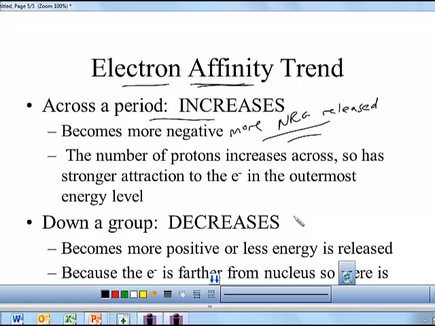As you go down a group, guess what? The electrons are further away from the nucleus because there's more energy levels, so there's less of an attraction or a want for more electrons. So as you go down the group, it's going to decrease, and less energy is going to be released, because the electron is further from the nucleus.